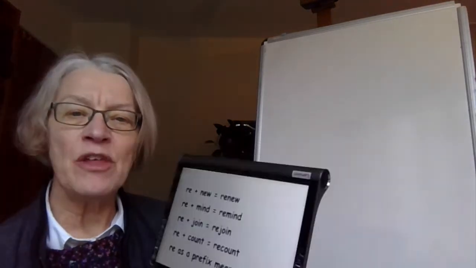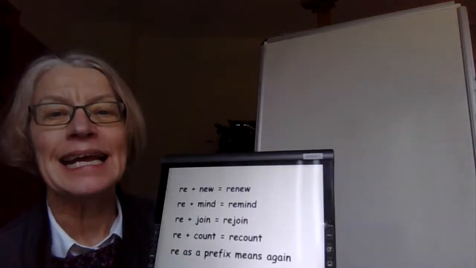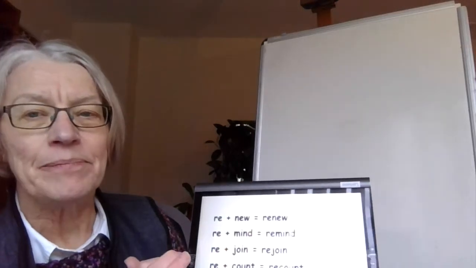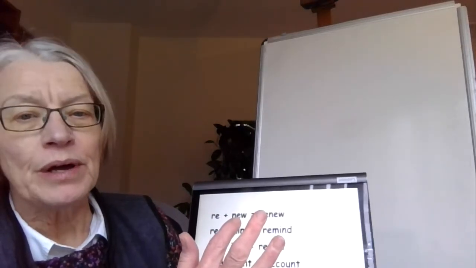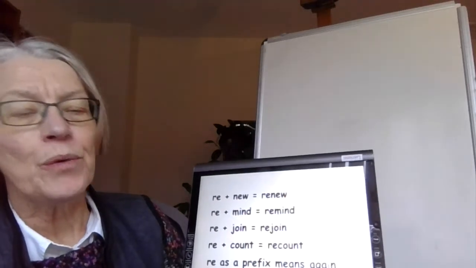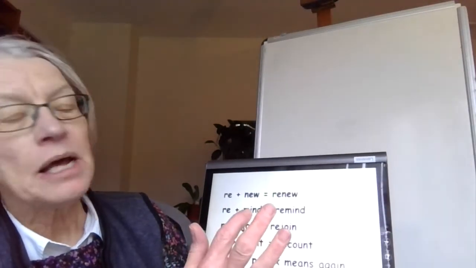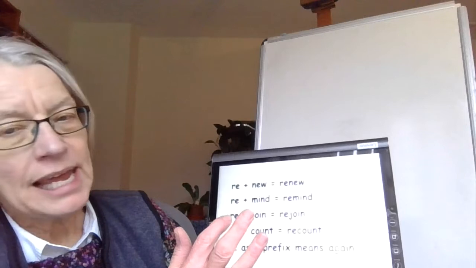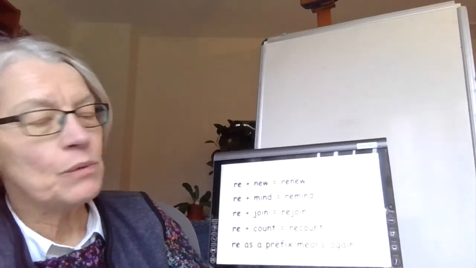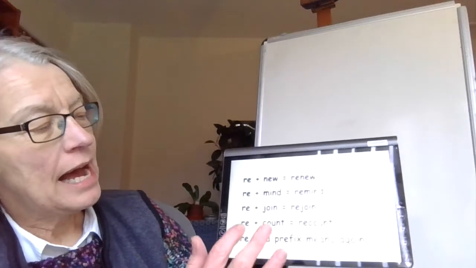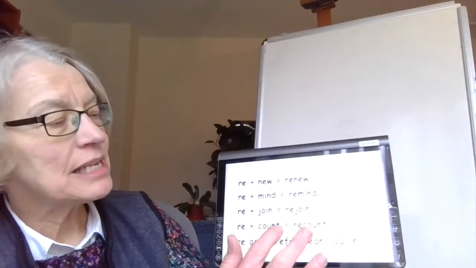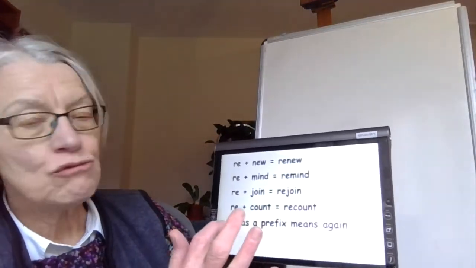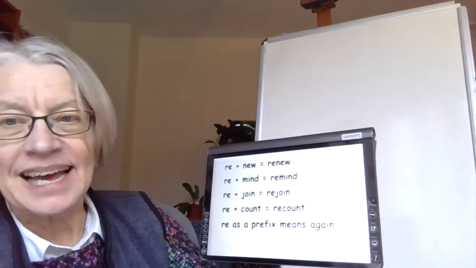And here's another prefix, because there are a lot of them in English. This is a common one. Re, R-E. Re and new makes the word renew. Re and mind makes the word remind. Re and join makes the word rejoin. And re and count makes the word recount. And re as a prefix means again.